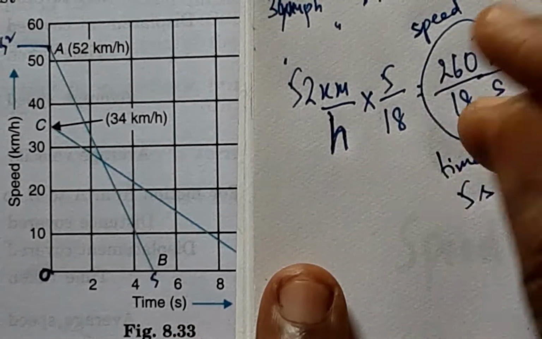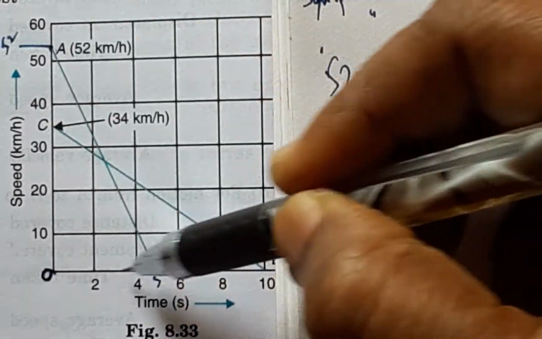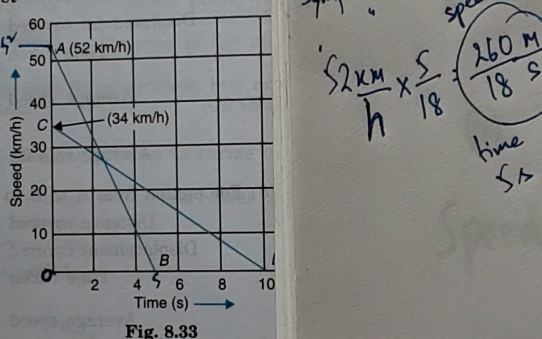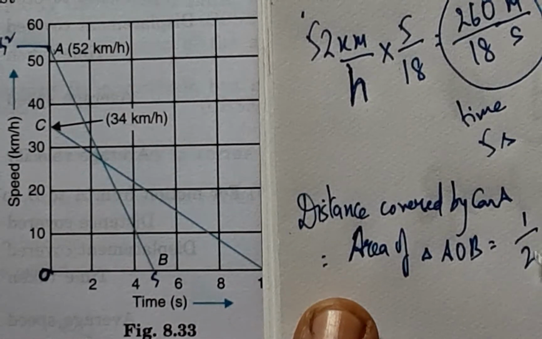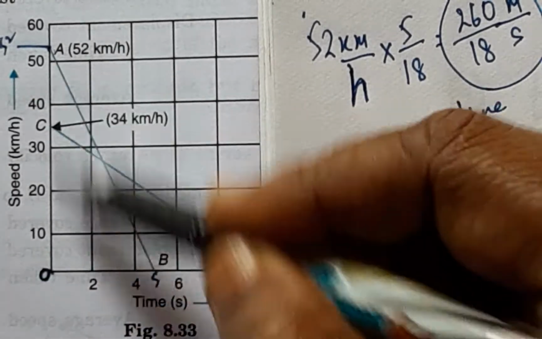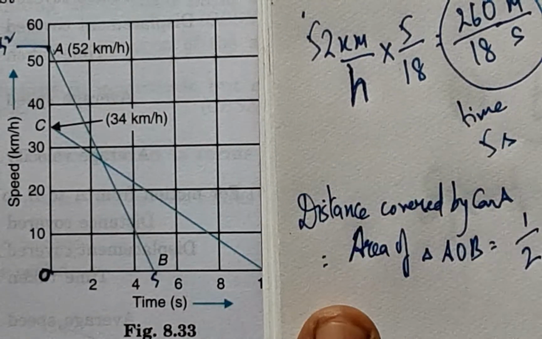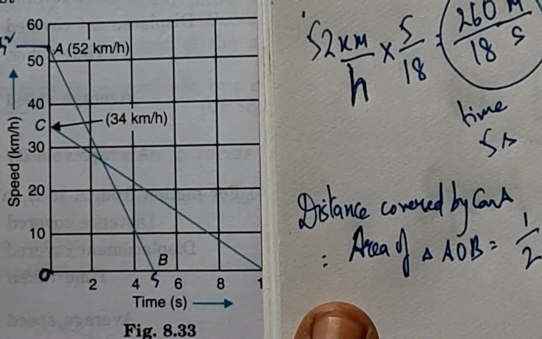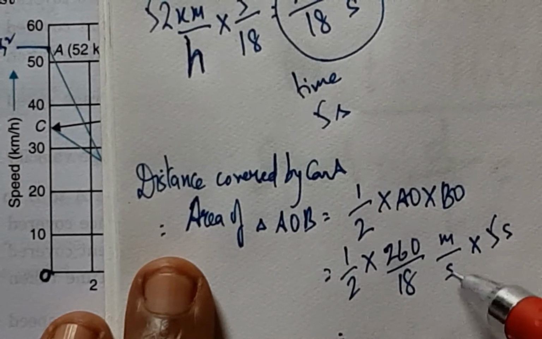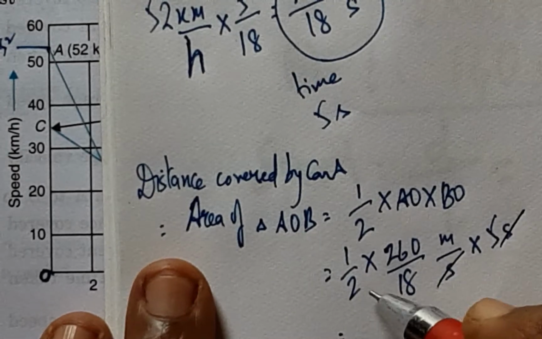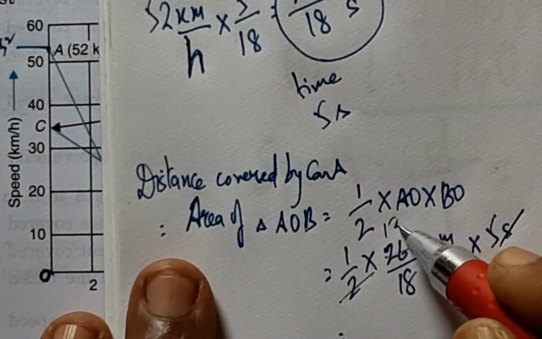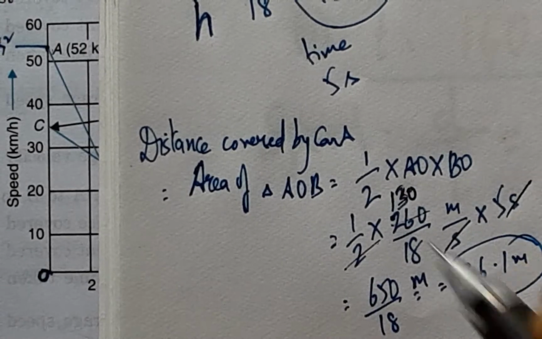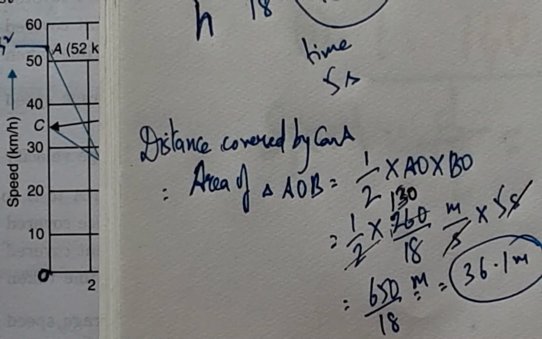Therefore the area under this graph, which happens to be a triangle, will give the displacement or the distance covered by the first car. Which is half into AO being the speed and BO being the time, half into base into height. Applying this very simple logic, this will be cut off and I can apply this to 130, and this is the distance covered by car A before coming to a halt.